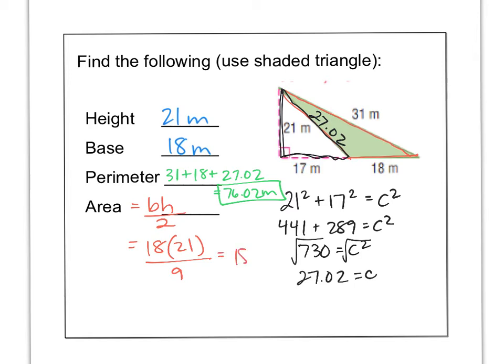When we multiply that, we get 189. And remember to label it. It's an area, so it's meters squared.